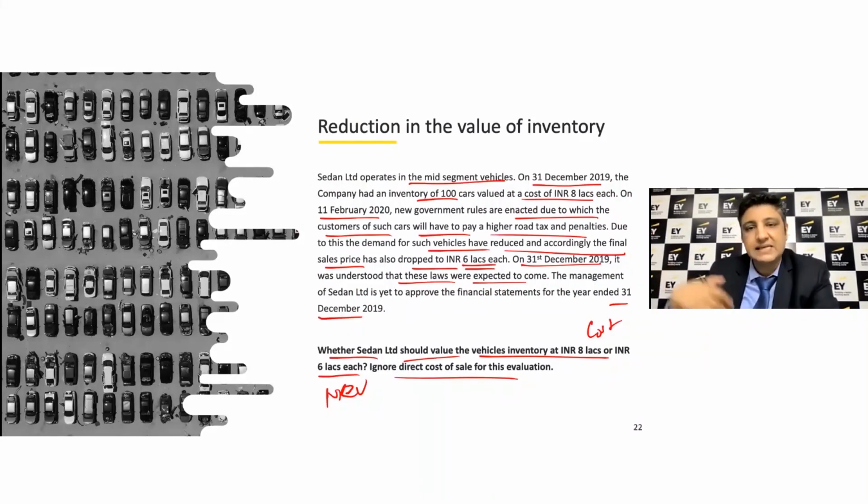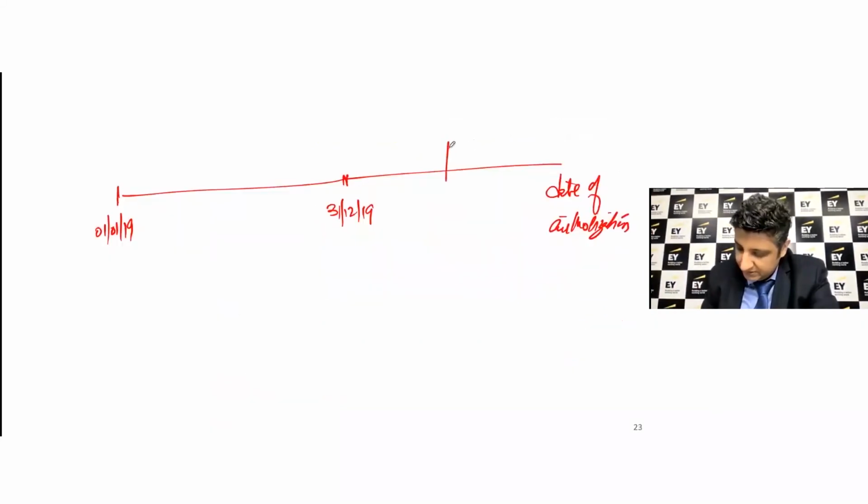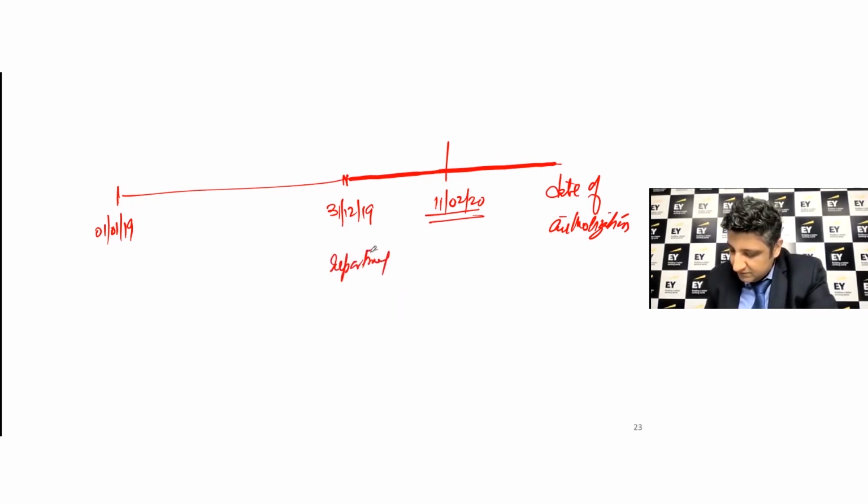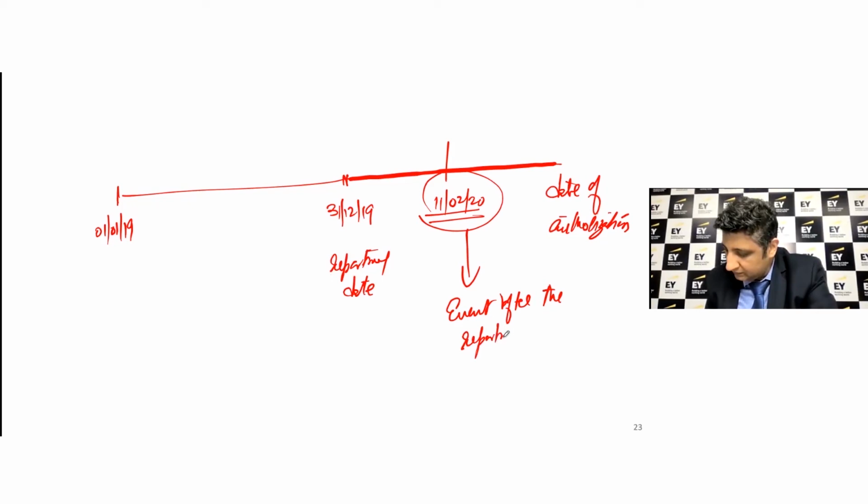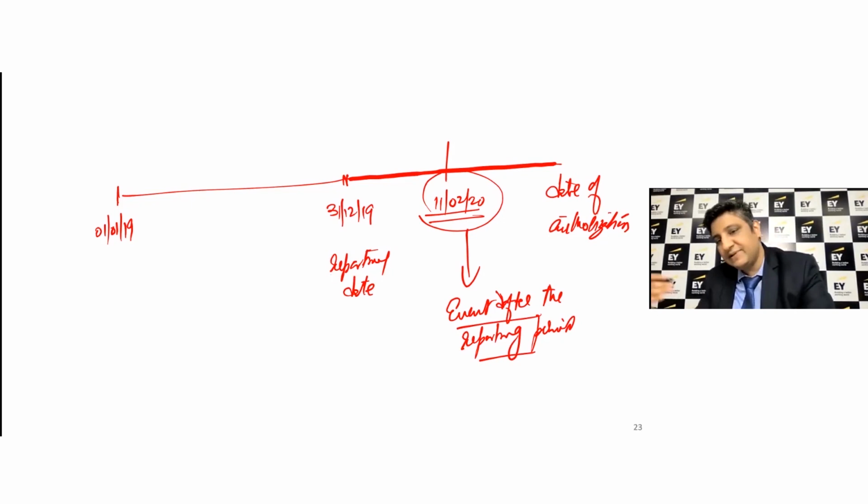But then something has happened beforehand on 11th of February 2020. Let's say on 11th of February 2020, the government ruling has come. So the question is whether this event is an event after the reporting date or reporting period. Well, this is my reporting date, and the date of approval is yet to happen. So essentially, this is an example of an event after the reporting period. So yes, the first criteria is met.